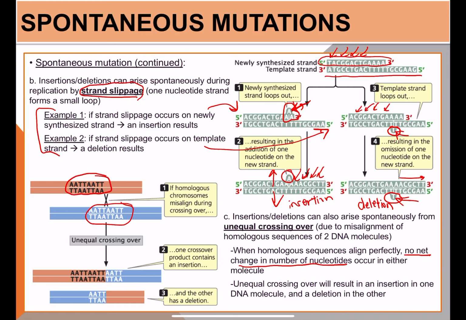Okay, so in the end, with unequal crossing over, what will result is you will have an insertion in one DNA molecule and a deletion in the other. In this case, this is where we'll have an insertion, okay? And this is where we have a deletion, okay? So that could also explain why we have insertion and deletion spontaneously that can happen.